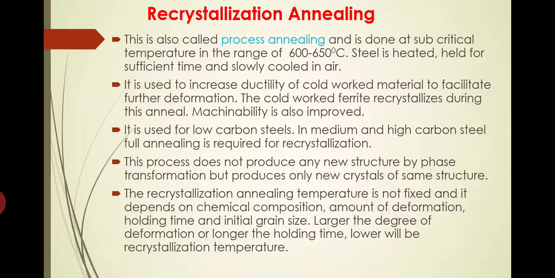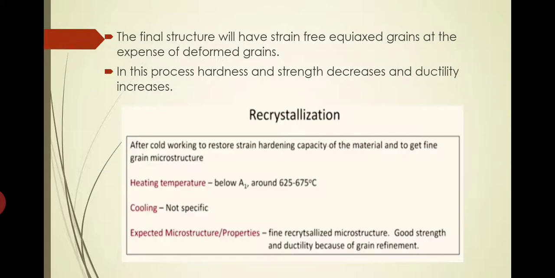The recrystallization annealing temperature is not fixed, and it depends on the chemical composition, amount of deformation, holding time and initial grain size. So it depends on all these things, and finally what we have to obtain also depends on them. The larger the degree of deformation or the longer the holding time, the lower will be the recrystallization temperature. See, if your degree of deformation is large and we are holding for a very long time, then of course the recrystallization temperature required will be less. Otherwise the recrystallization temperature is more.